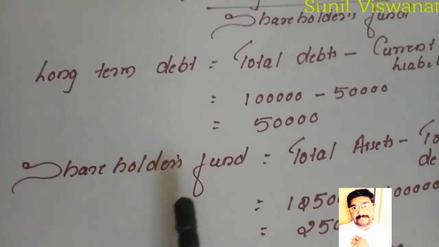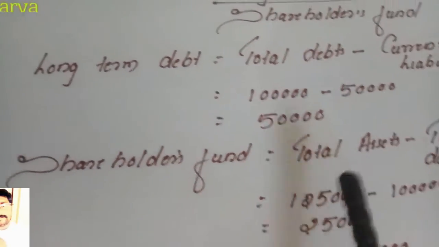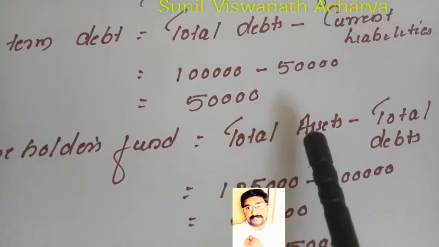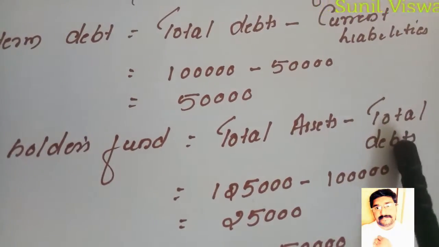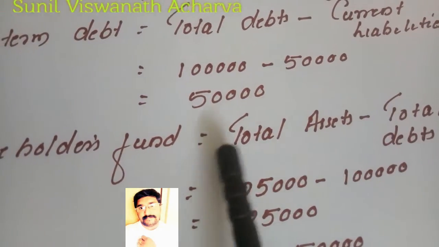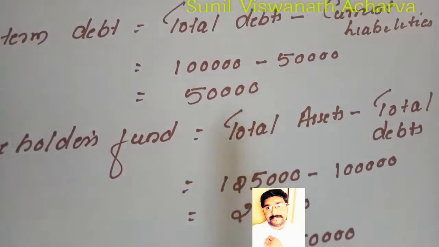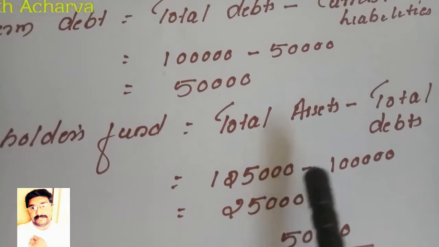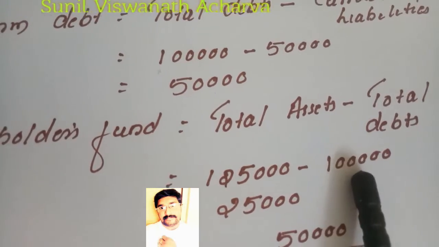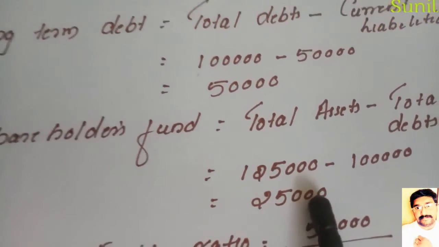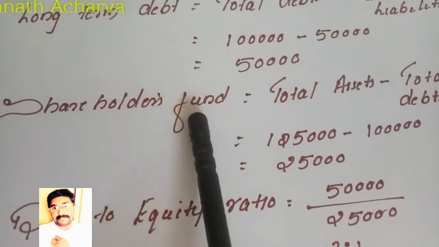Then second, we need shareholders fund. Shareholders fund in this question, directly no information is given, so we can apply this one: total assets minus total debt. From the total assets, when you minus total debt, we will get the shareholders fund. In the question total assets is given 1,25,000. Total debt is also given 1 lakh. So 1,25,000 minus 1 lakh is equal to 25,000, which is the shareholders fund.